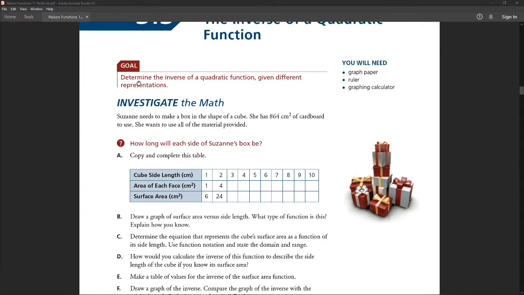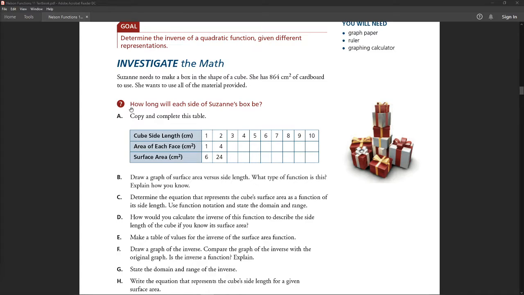The inverse of a quadratic function. Determine the inverse of a quadratic function given different representations. You'll need graph paper. Investigate the math. Susan needs to make a box in the shape of a cube. She has 164 centimeters squared of cardboard to use. She wants to use all the material provided.